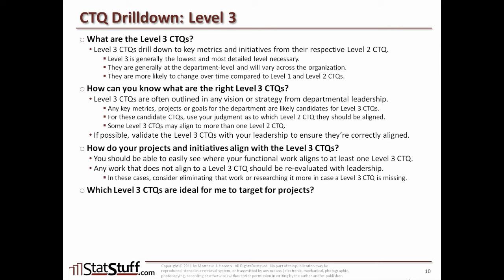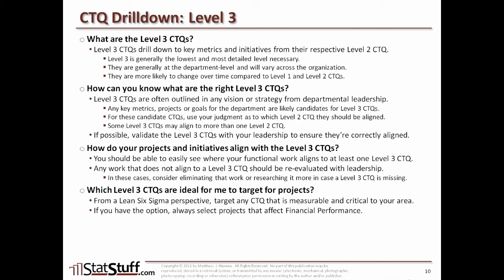So which level 3 CTQs are ideal for you to work on if you're working on a project? Well, from a Lean and Six Sigma perspective, I would target any CTQ that's measurable and critical to your area. If it's something you can't measure, that's going to be a lot more challenging. For example, under the CTQ that rolls up through corporate branding, that's going to be very difficult to measure, but it's a lot easier to measure something from a financial perspective, like financial performance. So if at all possible, I always recommend working on or prioritizing projects and initiatives that roll up to the financial performance level. That way, they're generally going to be a lot more measurable and have a lot bigger wow factor for showing the success and value contributed to the organization.